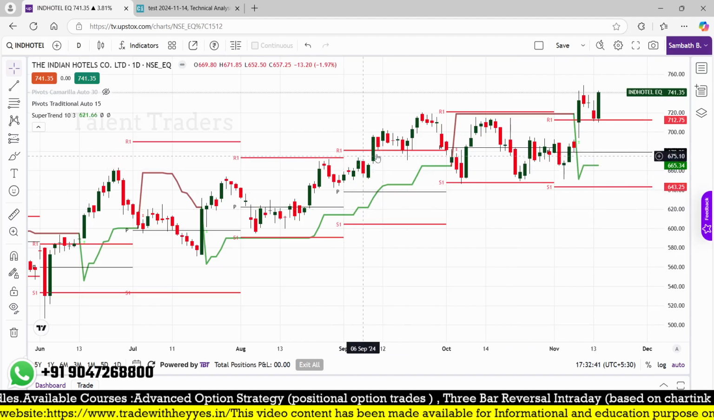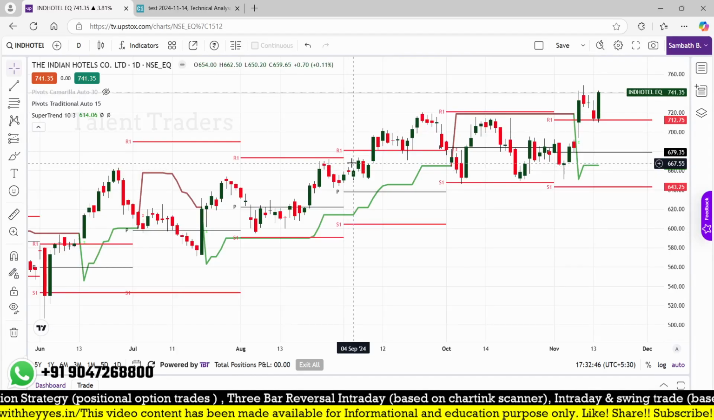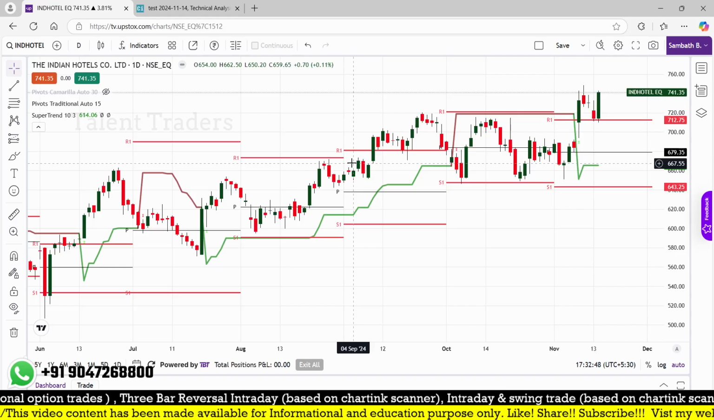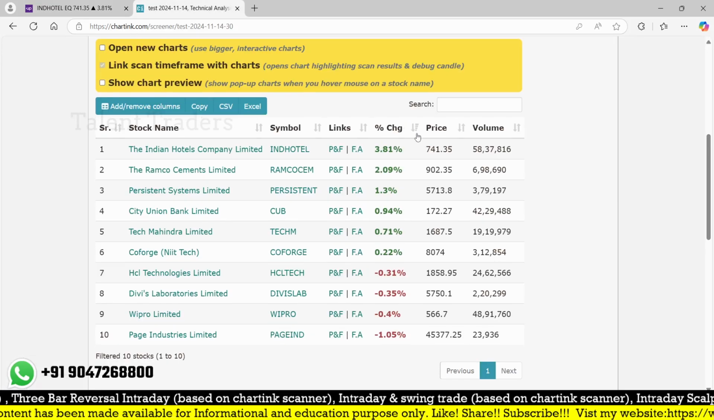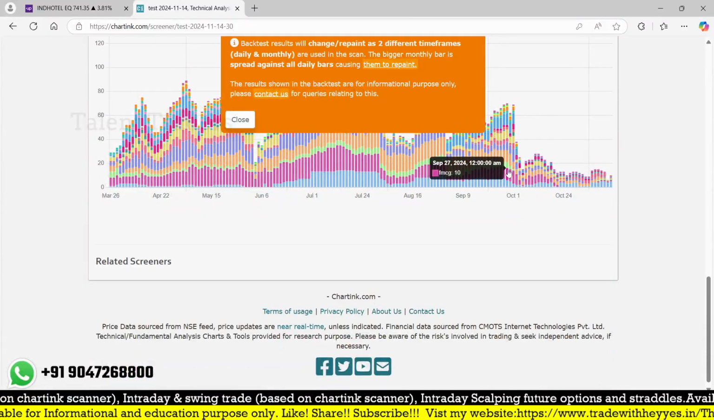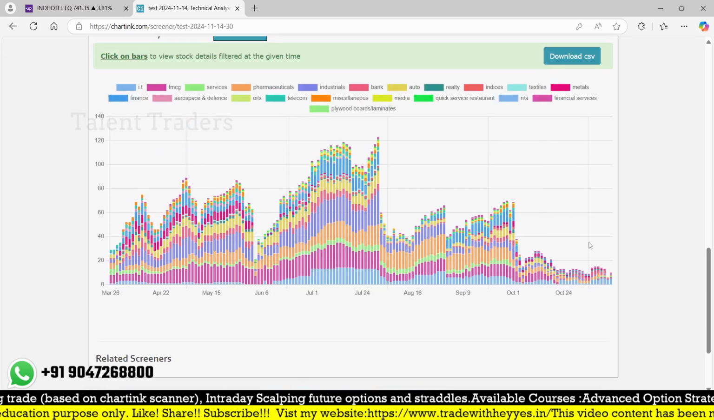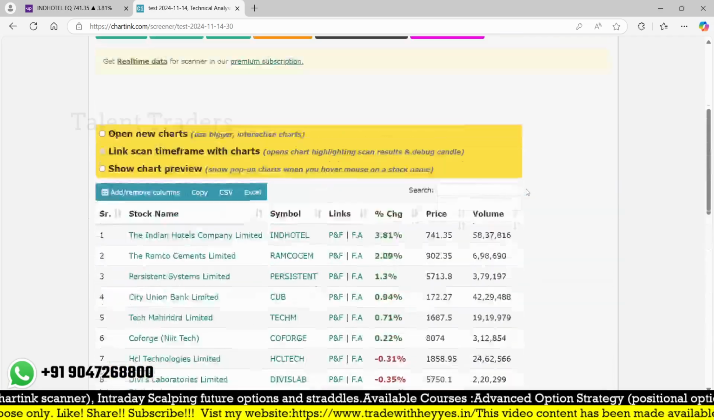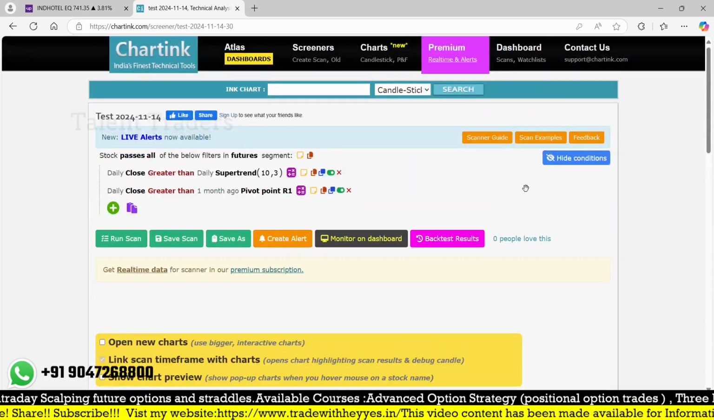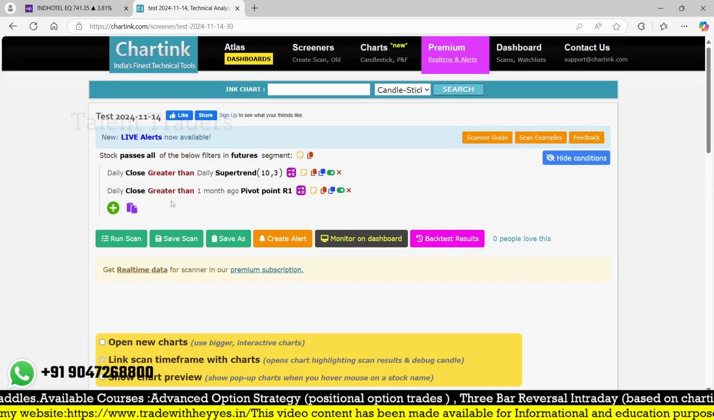Previously, at least 5 or 6 candles, or 10 candles, would not be greater than the R1 level. So if you are looking at this, we have a lot of stocks. If you find this many stocks for your swing trading, it would not be possible to trade them all, so to filter them out, the daily close should be greater than the 1 month ago pivot.